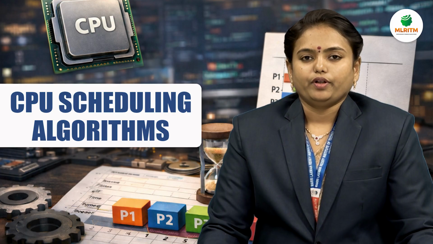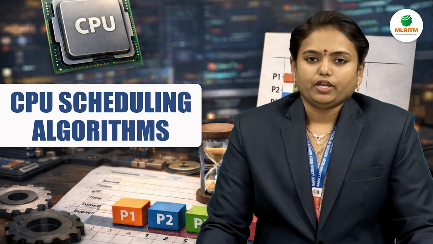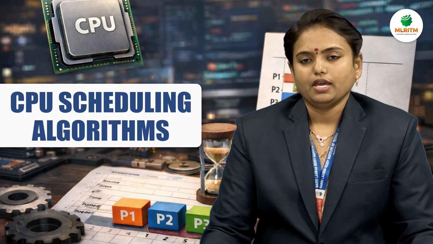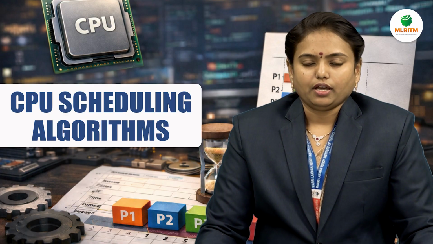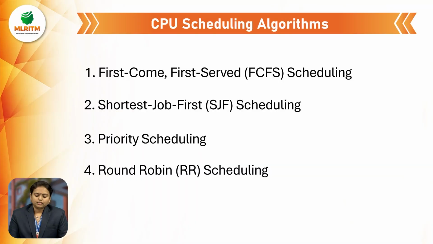In this session, I am going to explain about CPU scheduling algorithms. There are four different types of CPU scheduling algorithms. One is first come first serve scheduling. Second is shortest job first scheduling, then priority scheduling, and round robin scheduling. These are the different types of CPU scheduling algorithms that are operated by the operating system.